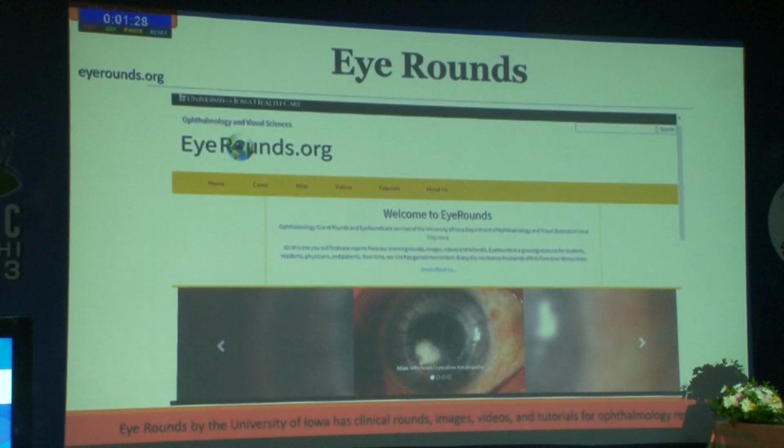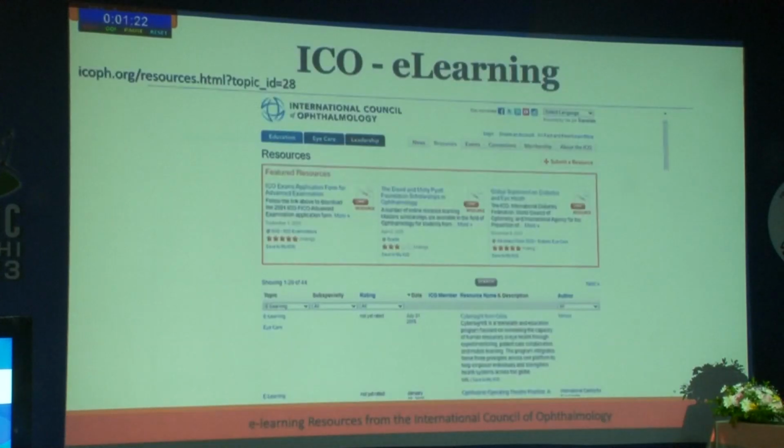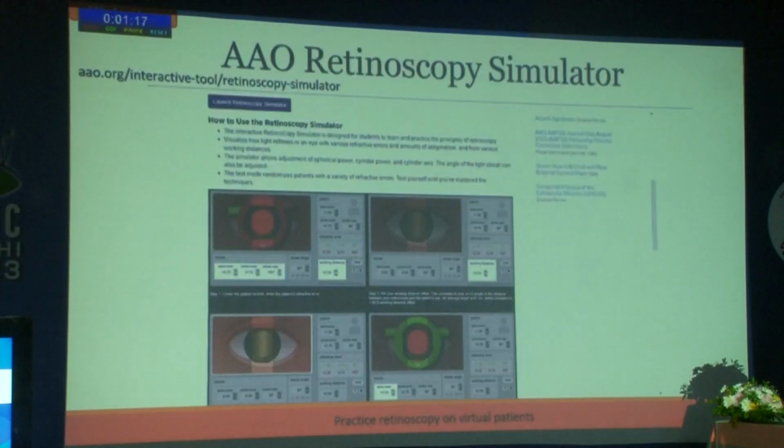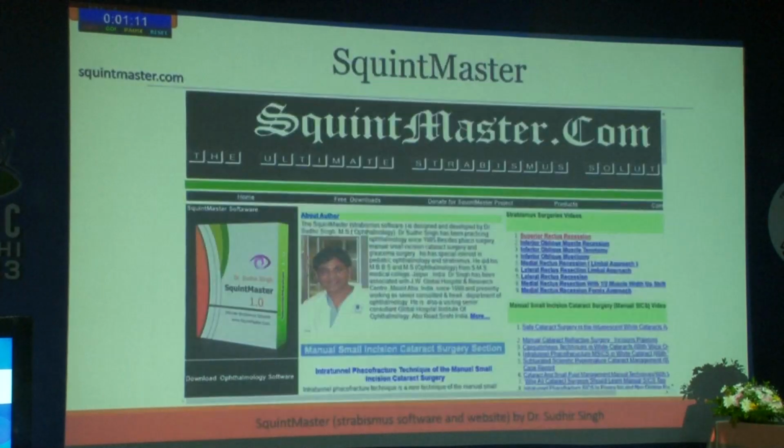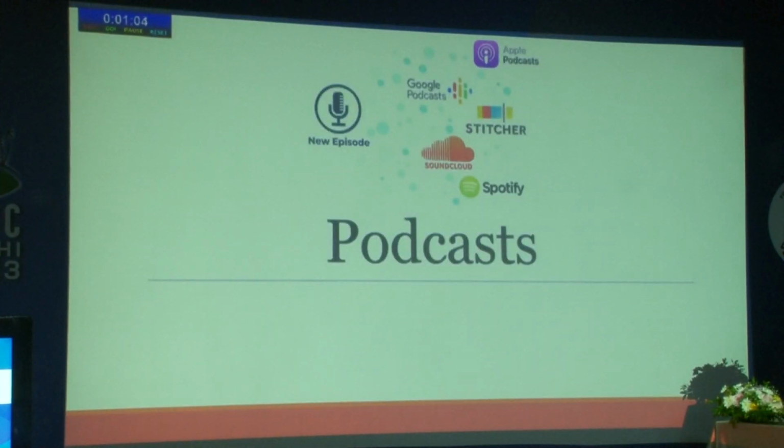Next is iRounds. These are clinical rounds, images, videos and tutorials, basically focused on residents. Next is ICO e-learning for people who are preparing for ICO exams. Next, simulators. Many simulators are available, like a retinoscopy simulator, a strabismus simulator, and for squint, we have software by Sudhir Singh.